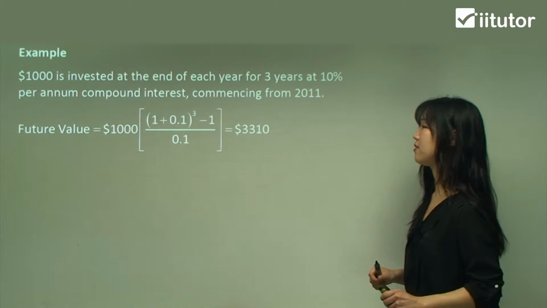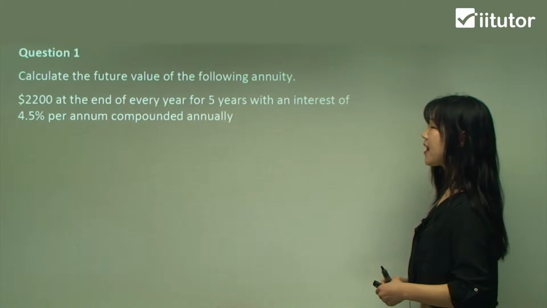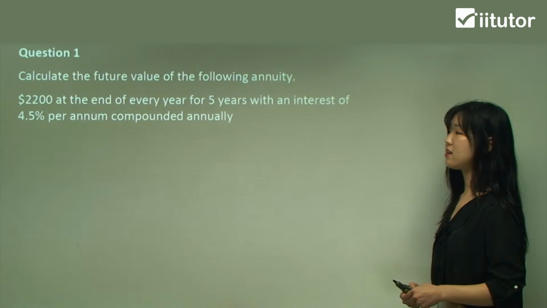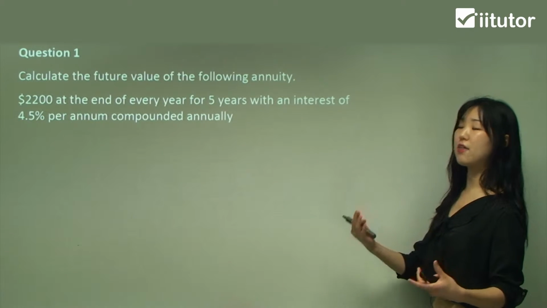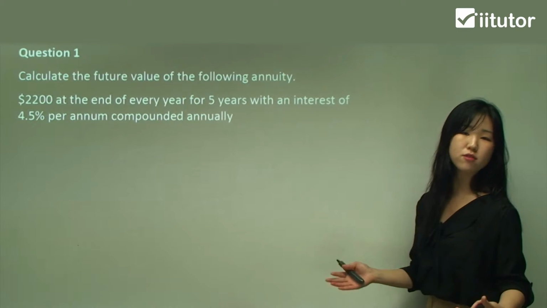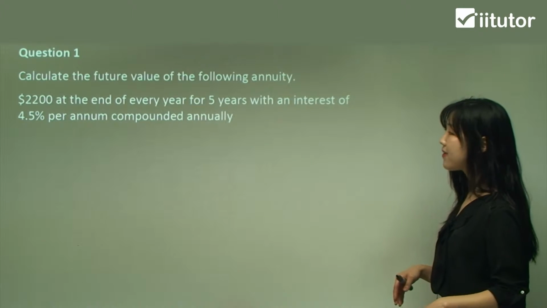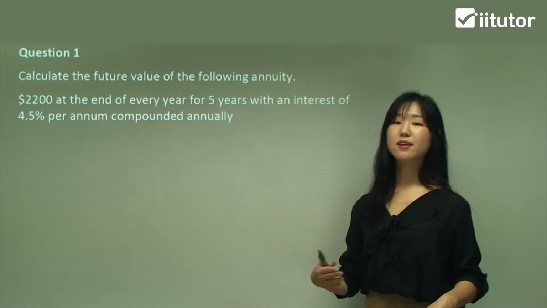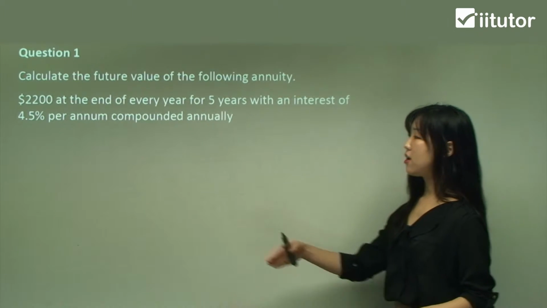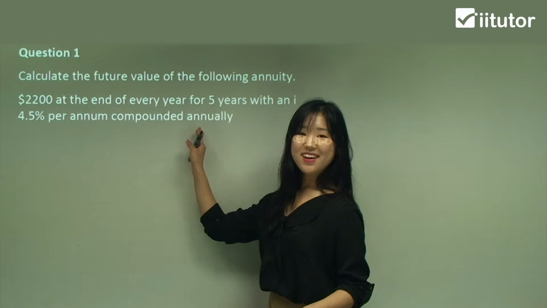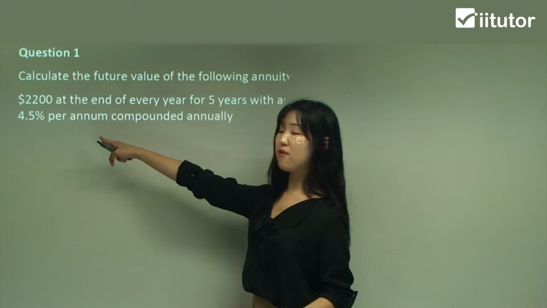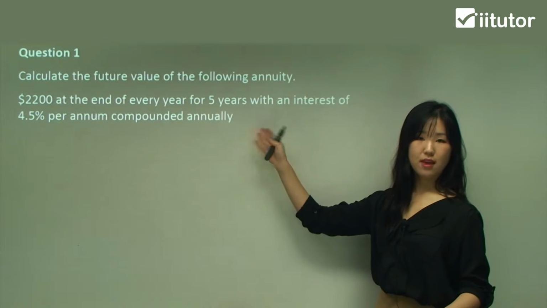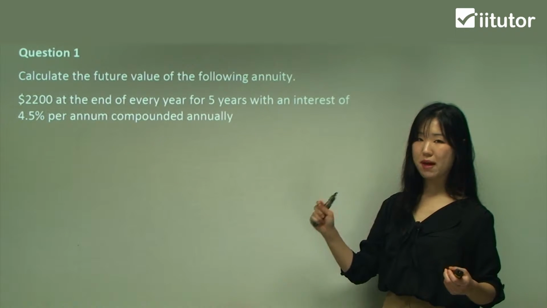All right, so let's try the questions. Question 1. Calculate the future value of the following annuity. $2,200 at the end of every year. So every year, $2,200 is your investment or your deposit or your contribution for 5 years with an interest of 4.5% per annum compounded annually. So it's an annual contribution, annual compounding. You can see that it's 4.5% per annum, and the number of years is also the same unit. So make sure your units are always matching.